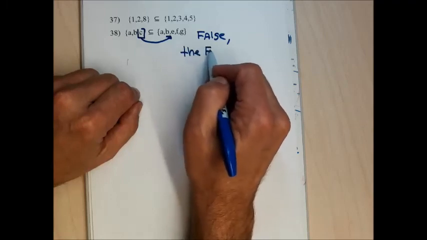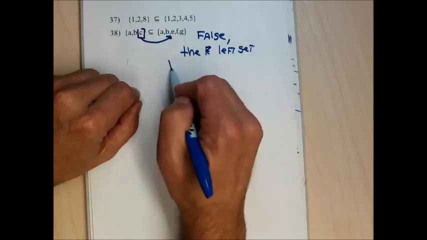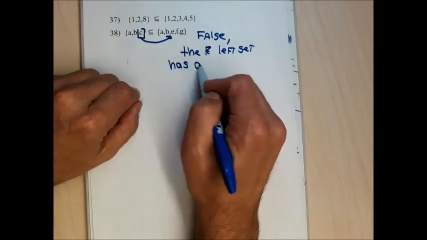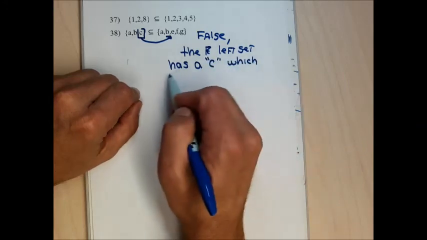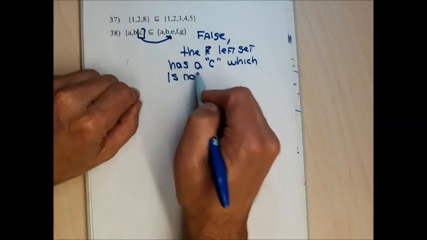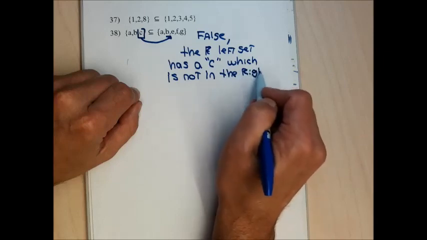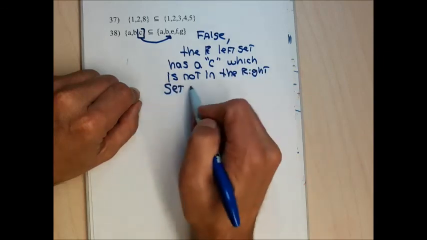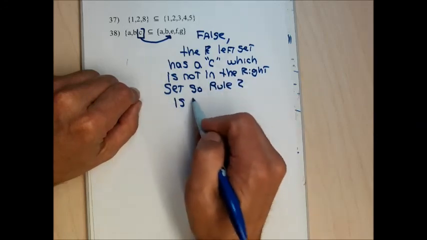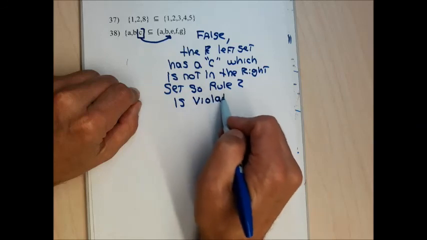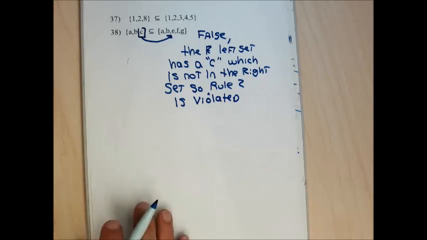The first set, or the left set, has a C, which is not in the right set. So, Rule 2 is violated. Your answer for 37 should be real similar.